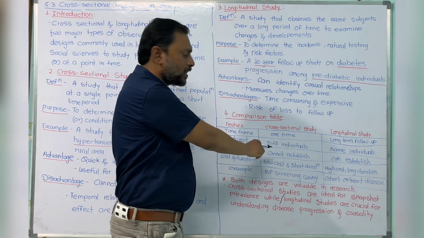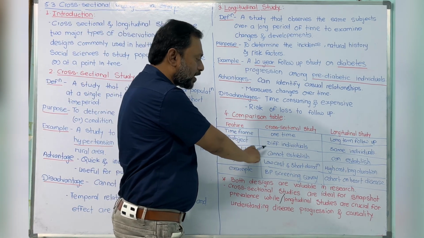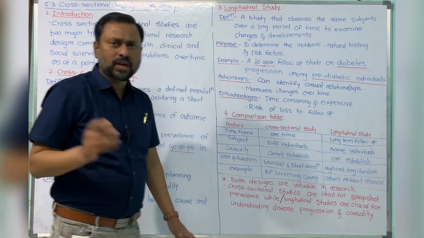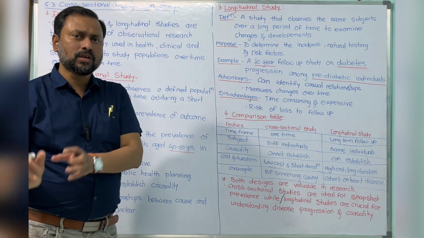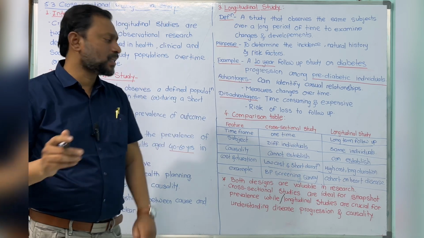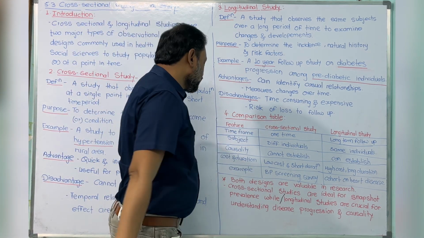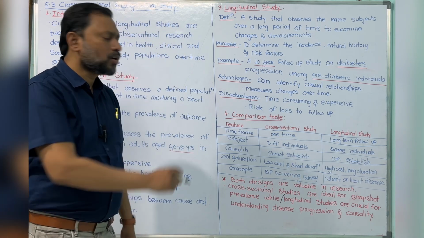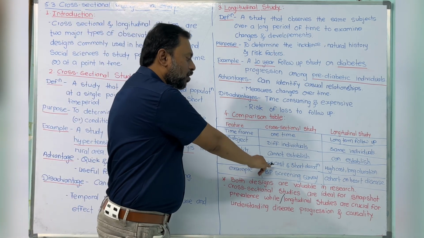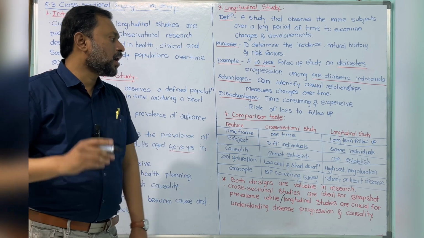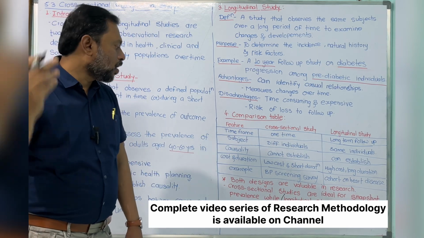Causality: in cross-sectional, you cannot tell that this is the cause and this is the effect. In a longitudinal study, you can tell that because of these things, this is the result. Like that, cause and effect can be established. Next is cost and duration. Cross-sectional study has very low cost and short duration, and longitudinal study has high cost and long duration.